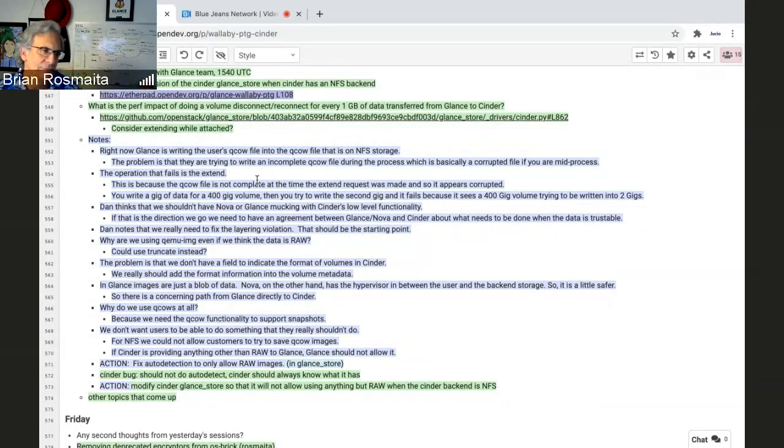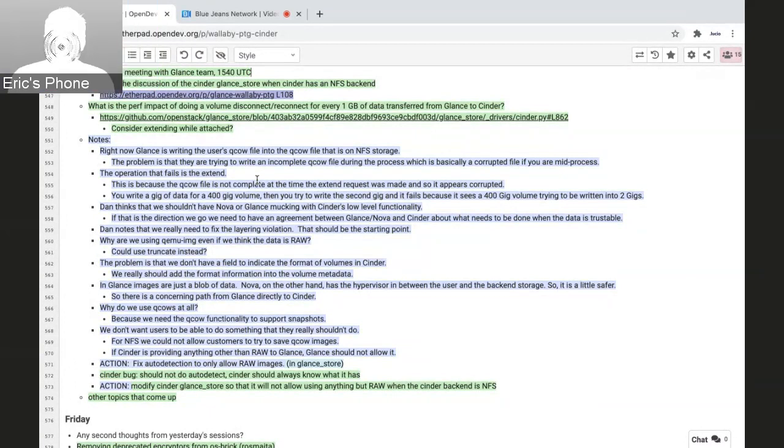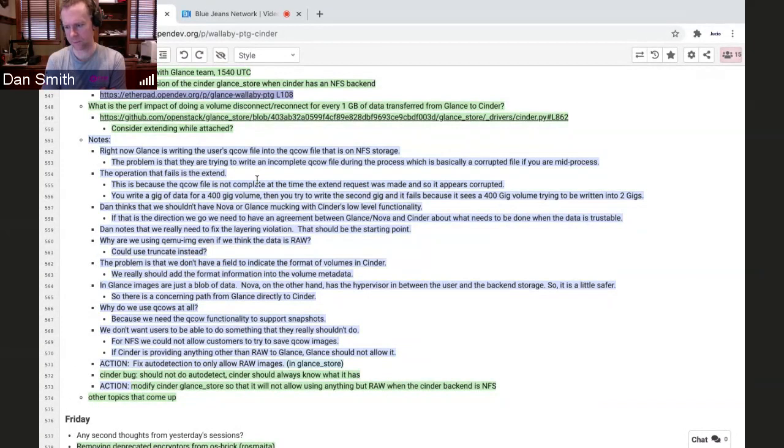Do we have any alternative for NFS if we cannot do the live extend? I mean, this is the only option if we don't have a live extend, right? Why would NFS not support a live extend? Because it's just a file, so isn't it just updating a kind of arbitrary limit?